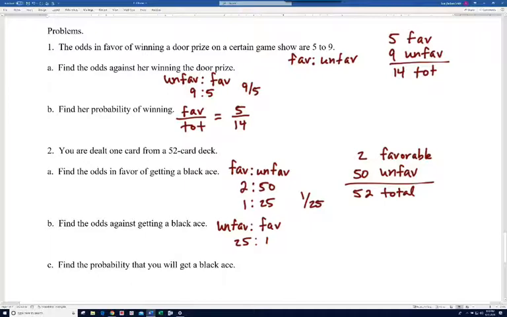Find the probability that you will get a black ace. So that's the number of favorable outcomes divided by the total number of outcomes. That's 2 over 52, which reduces to 1 in 26.